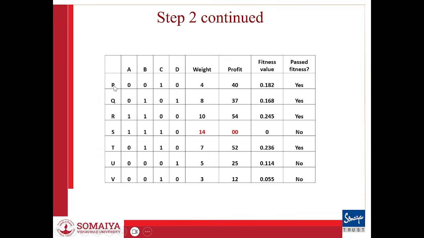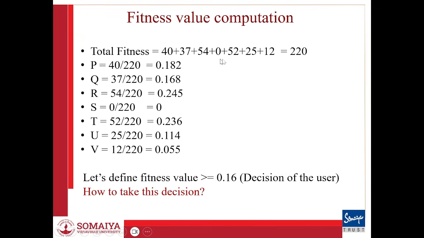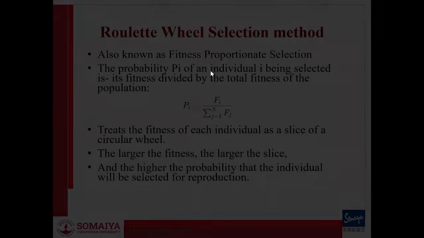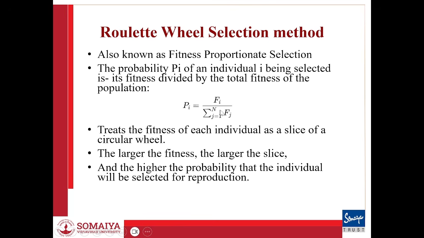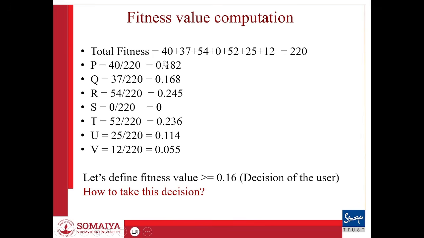This is what we had. These are the P2V chromosomes that we have considered. These were the weights calculated as per the weight vector. These are the profits calculated as per the profit vector. Now, add all these profits to get the total fitness. So 40 plus 37 plus so on for all P2V. That gives us 220. And now, as per this formula, their own fitness divided by total fitness. That means for P, 40 divided by 220. For U, it's 25 divided by 220. And with this formula, calculate the individual fitness value.